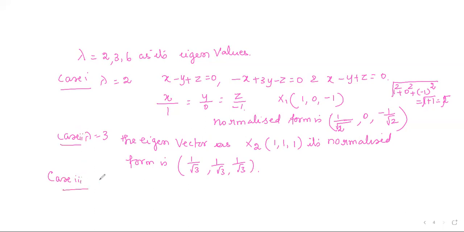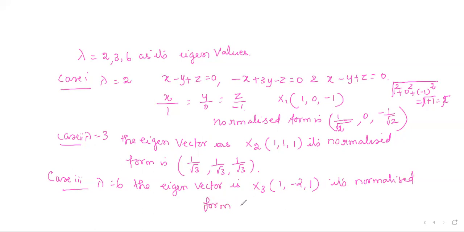Then case 3, by taking lambda is equal to 6, the eigenvector is x3 = (1, -2, 1). So its normalized form is 1 by root 6, minus 2 by root 6, then 1 by root 6. So you are getting the normalized form of each eigenvector.